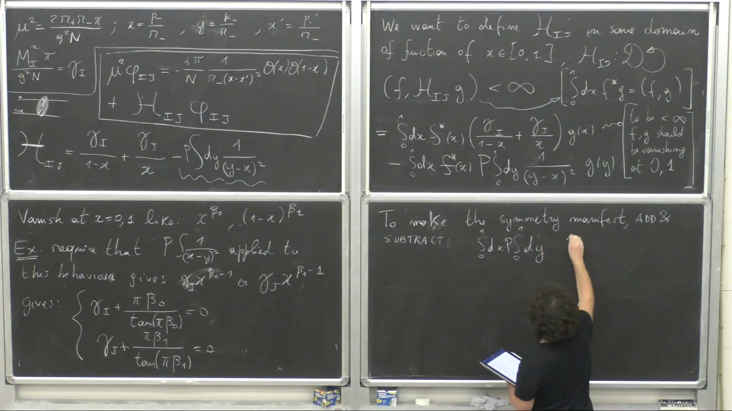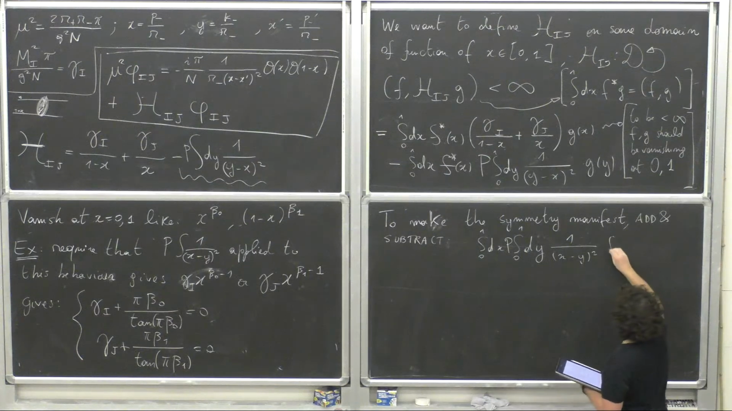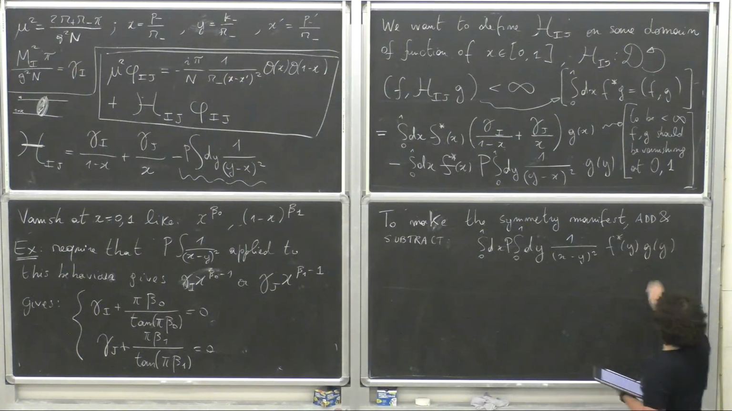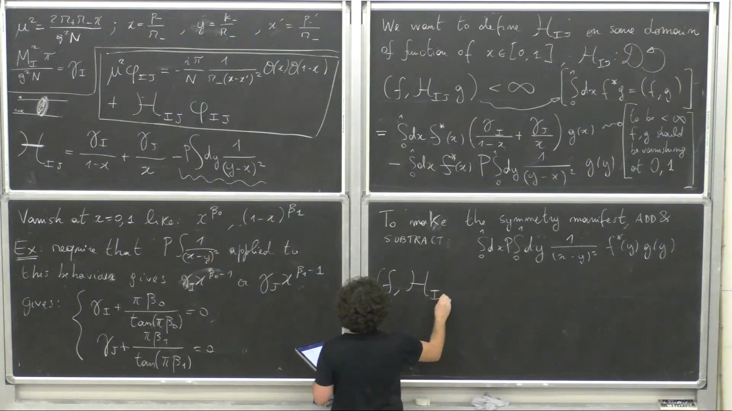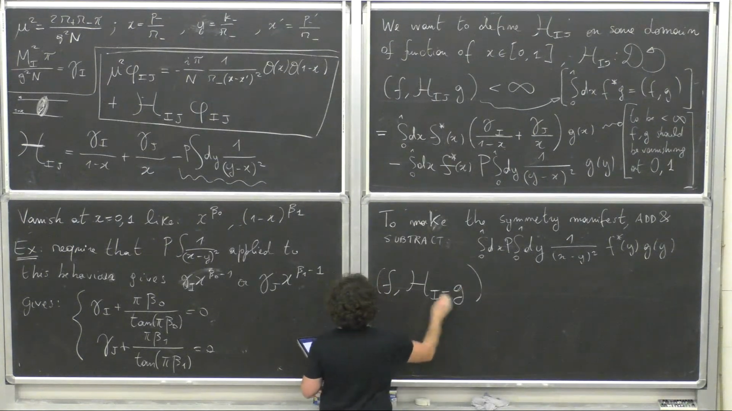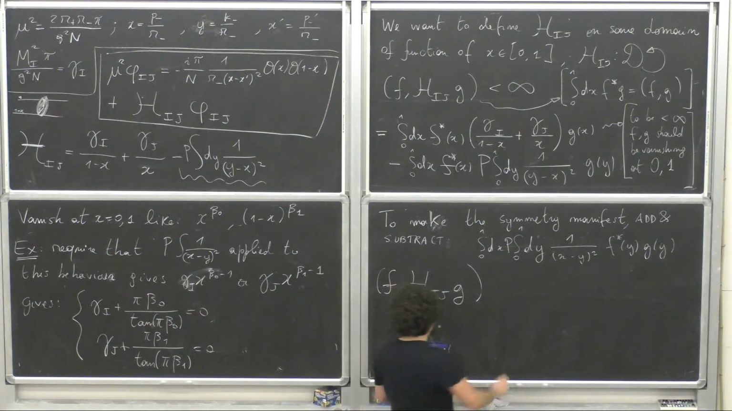The P now is here. There is 1 over x minus y squared. And I compute f and g in the same point now. Okay? So if you add and subtract this, and you massage a little bit, you find that that inner product is rewritten like this.